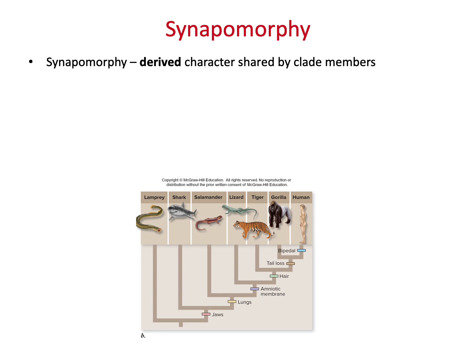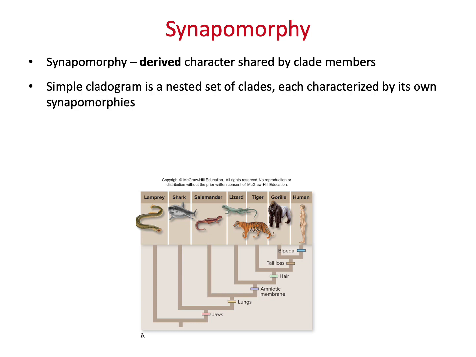Let's look further into cladograms. When a group of species shares a derived character with all the clade members, this is called a synapomorphy. A synapomorphy is a derived character shared by all the clade members. A clade that shares an amniotic sac is an example of a synapomorphy. So a simple cladogram is a nested set of clades, each characterized by its own synapomorphies.